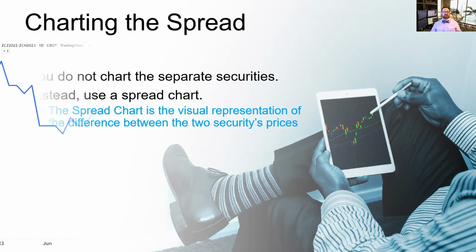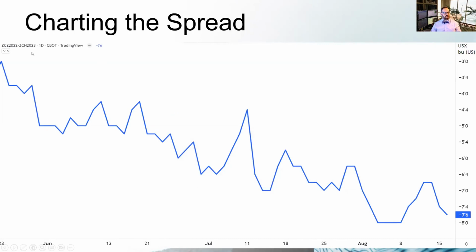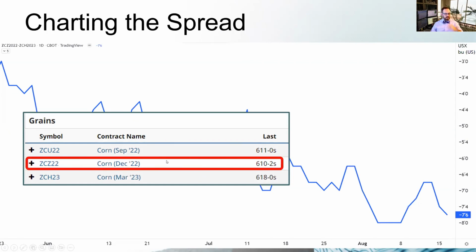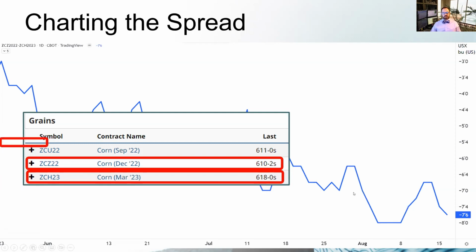And you could use candlestick charts for it too. So as an example here, I've got corn, and we're using corn December 2022 versus March 2023. And you can see my chart is moving down. That is a line chart of the spread. It's basically the December contract minus the March contract. So the way it's created is this. Right now, the December contract from 2022 was trading at 610 and 2/8, and then you had the March contract at 618 even. So if you just simply subtract one from the other, that's what you get, negative 7.6.